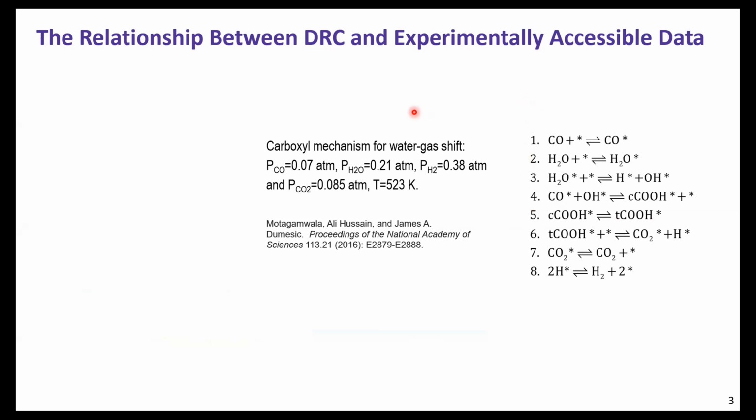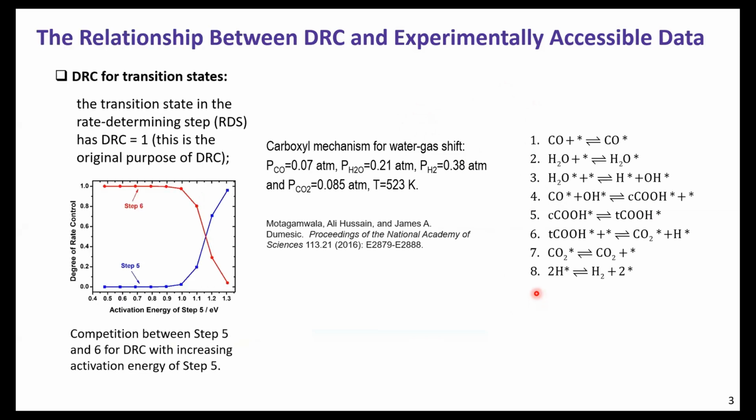This is an example. It's a carboxyl reaction mechanism in the water-gas shift reaction with 8 elementary steps. As I mentioned, the DRC of the rate limiting step is 1. In the real world, the activation energy of step 5 here is 0.47 eV. In this case, step 6 is the rate limiting step. So you can see the DRC of step 6 is 1.